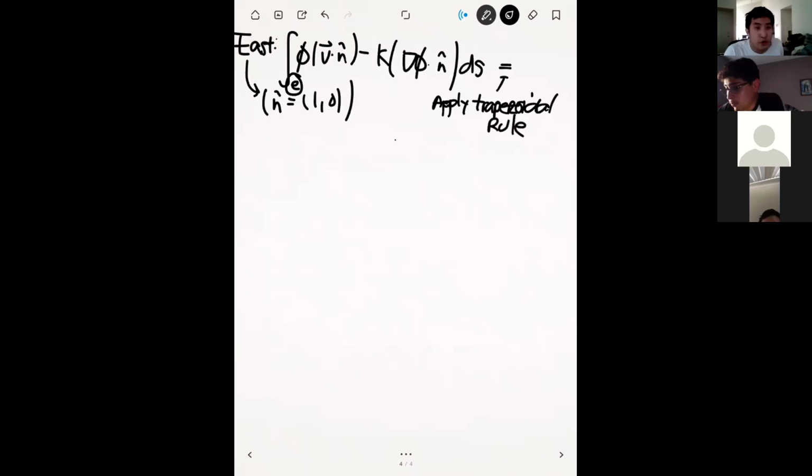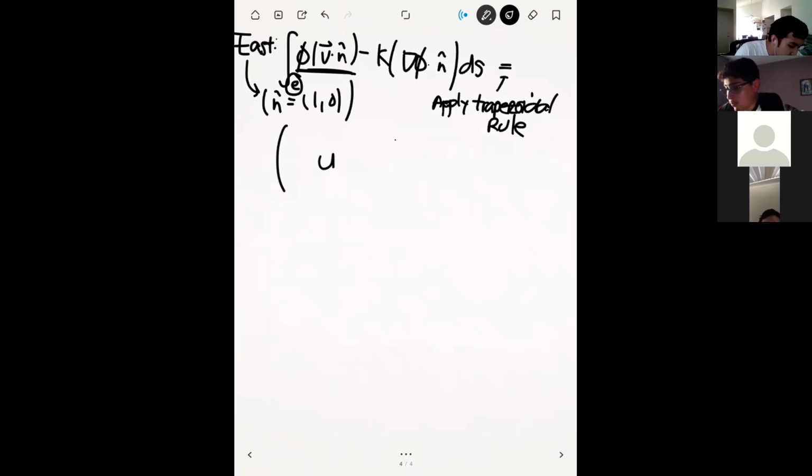One other thing that I'm going to do is, after we take the dot products, apply the trapezoidal rule so that we can simplify these integrals and turn them into an algebraic expression. Once you do that, you're left with the following expression. First, let's do the convection term right here. So v dot n, where the v vector was the vector (u, v). When we dot product that with n, which is (1, 0), all we're left with is u, or in other words, just the x component of velocity.